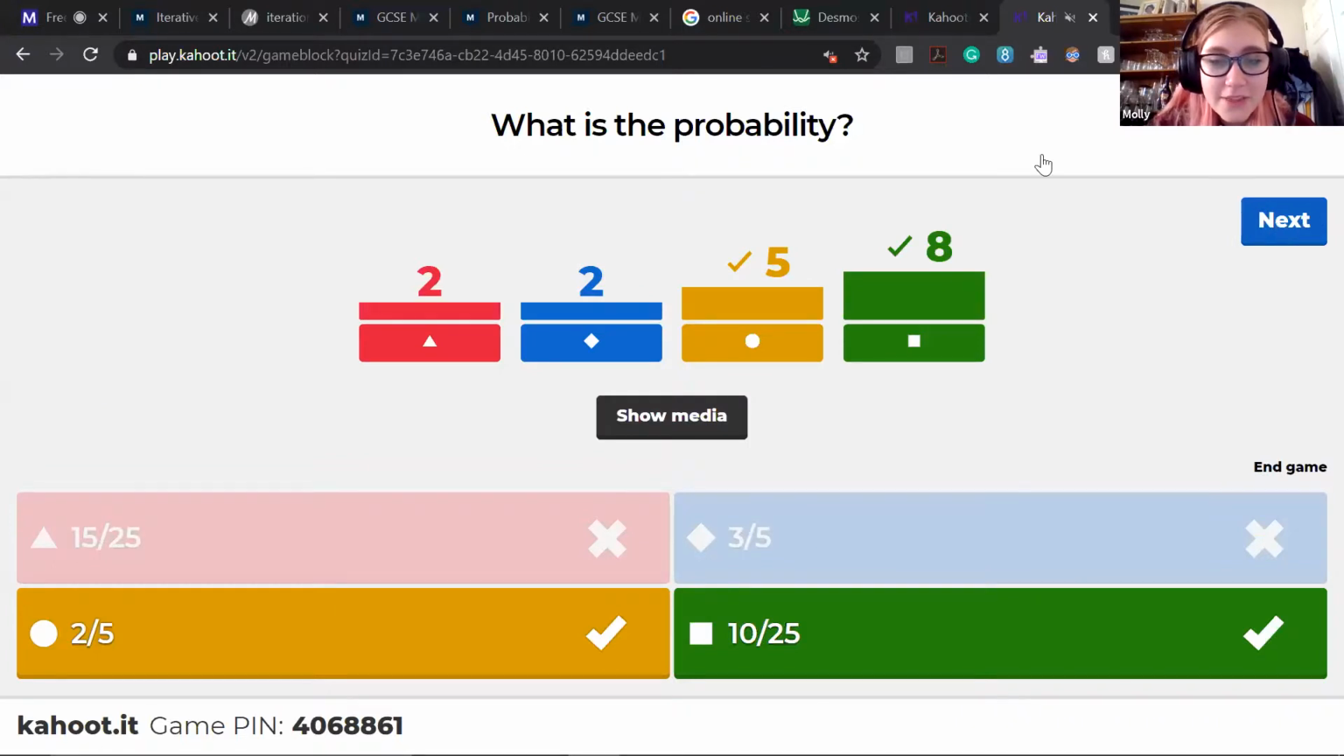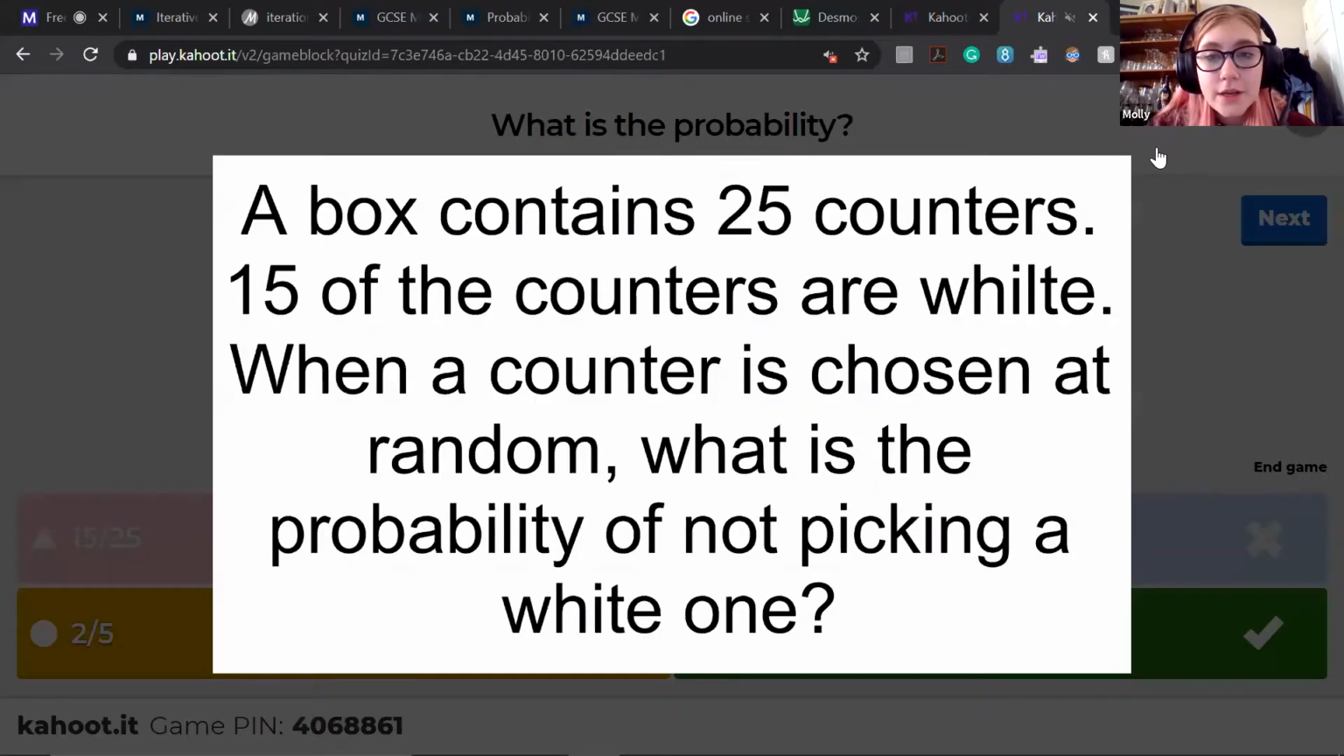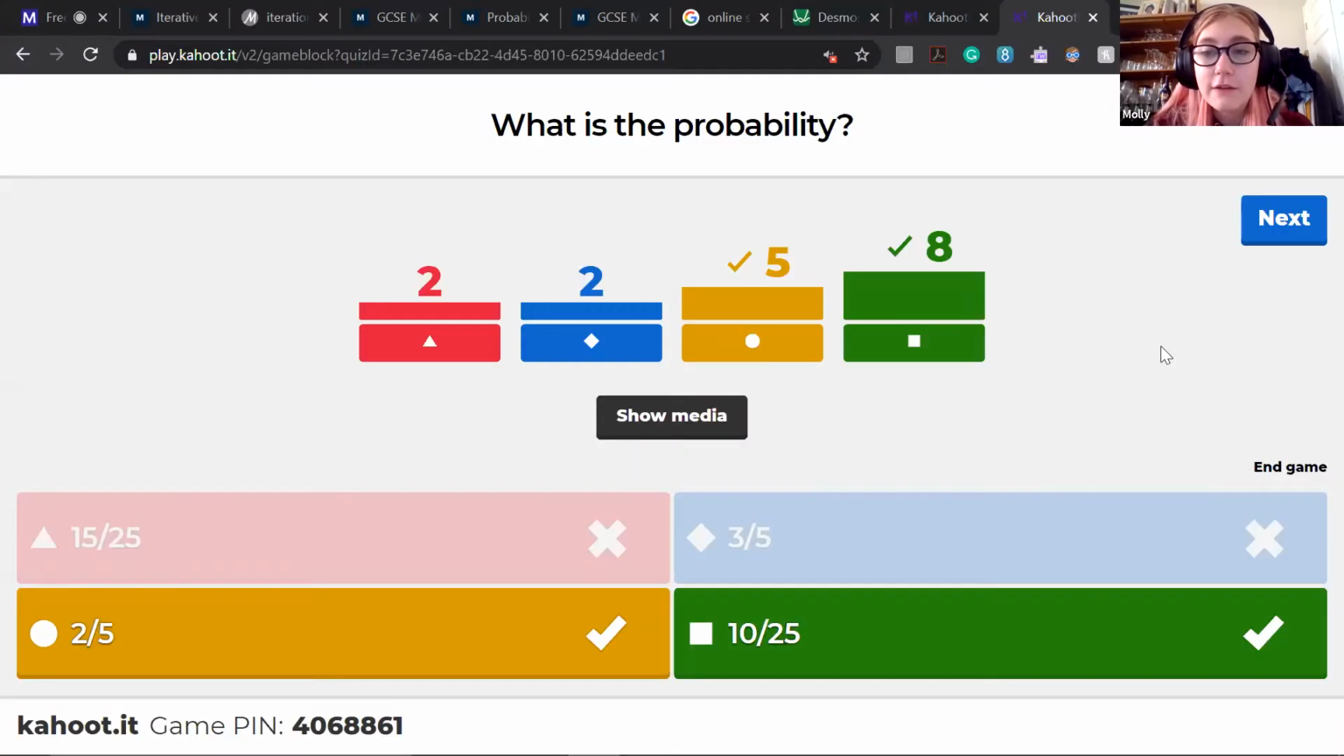Yeah, brilliant. Both of these answers are right. The 2/5 is just the simplified one. So a few more of you actually simplified at that time, which is excellent. So the reason is because if 15 are white, then 10 are not white. So the probability is 10 out of 25. Or the simplified version, 2 out of 5.